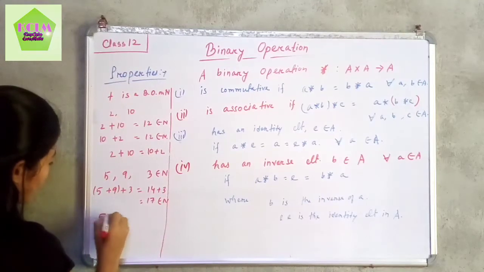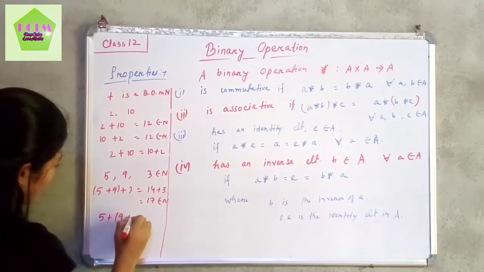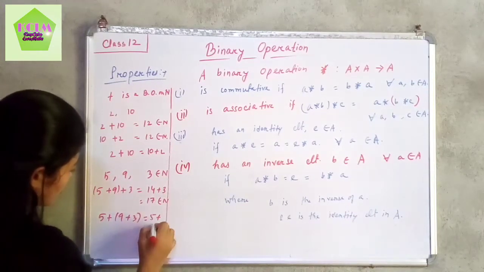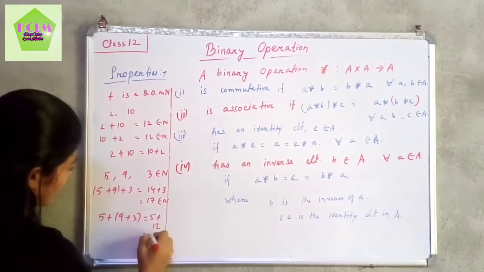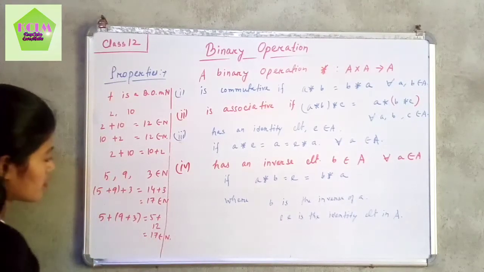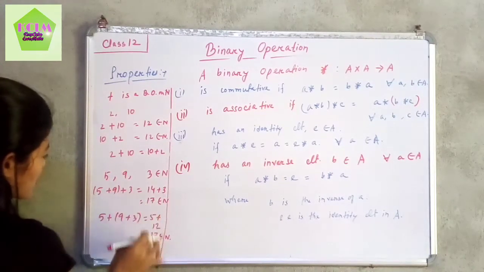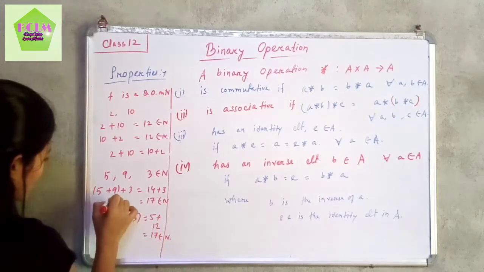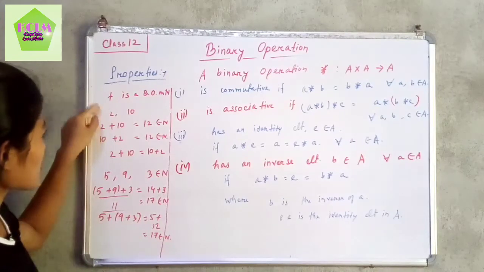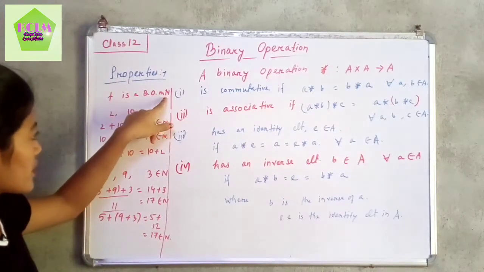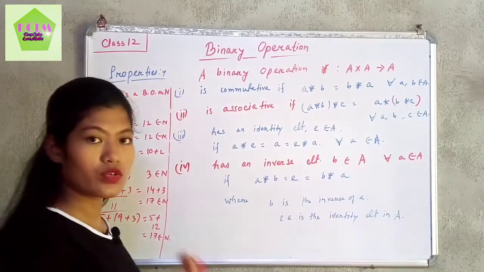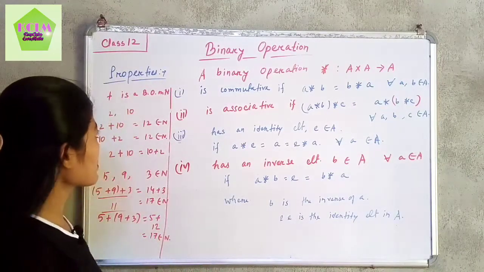5 plus (9 plus 3) will be 5 plus 12, and 12 plus 5 again is 17, belonging to N. So since the results are the same, we can write this equal to this. So star is associative on the set of natural numbers. But yes, we can check also for division, multiplication and subtraction.